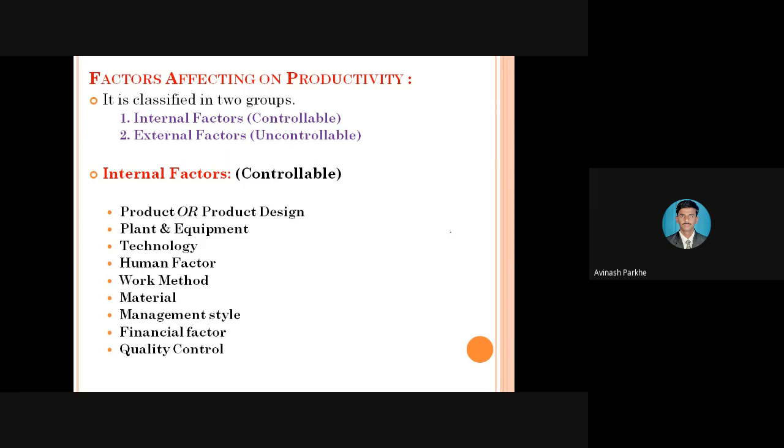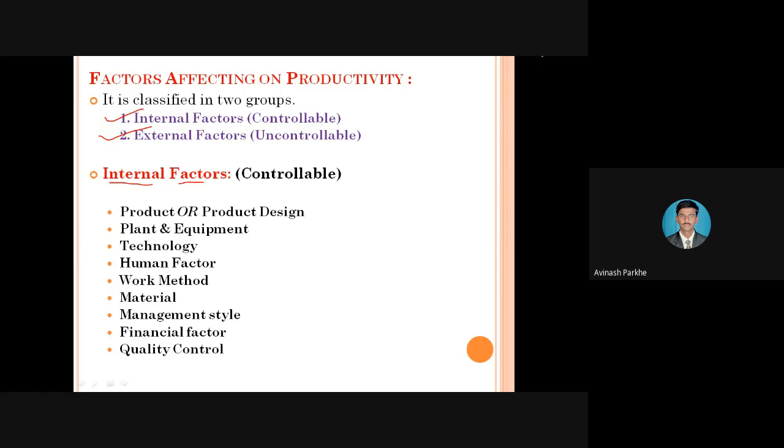Basically those factors are divided into two groups: the first is the internal factor, which is also called controllable, and the second is the external factor, which is called uncontrollable. Initially we'll discuss the internal factors, which are the controllable factors. Controllable means it is in the hand of the organization, or in our hand. That means if we can manage all these internal factors in a proper way, it affects the productivity.